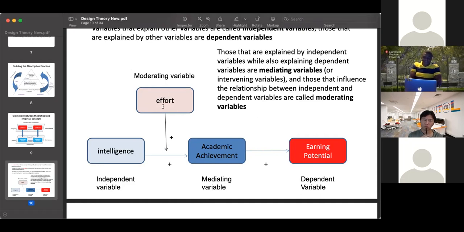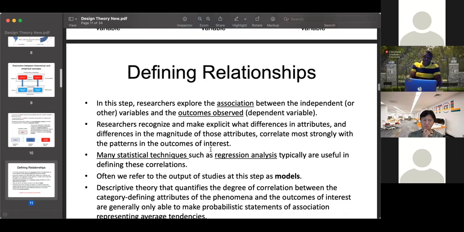The impact of a moderator defines the output of this academic achievement. So more effort becomes a moderator variable here, because more effort, more academic achievement. But academic achievement here is the mediating variable. So the more academic achievement one attains, the more earning potential. Always remember this when you forget about moderating and mediating variables. So it's a mediator and the moderator.